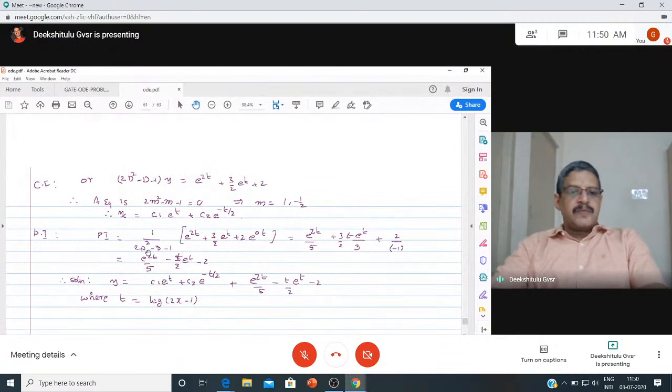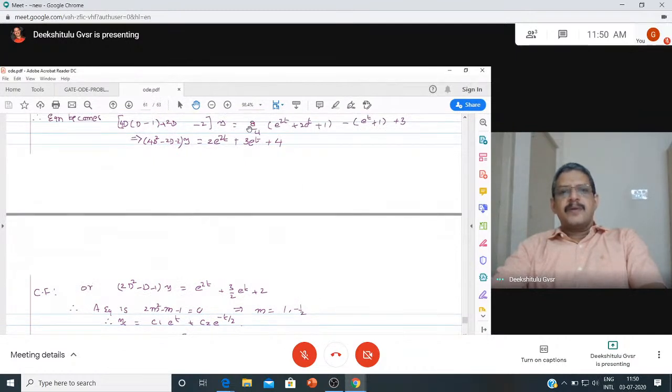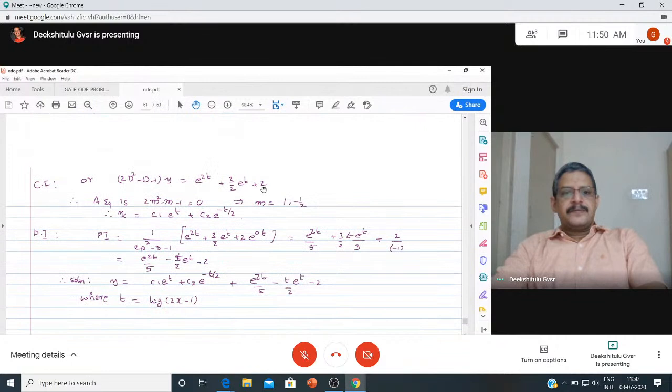Again, particular integral is 1 by 2d square minus d minus 1 operate on this function, 2 e power 2t plus 3 e power t plus 4. Okay, right. So, because exponential function, straight away we can substitute this here, d square is 4, 2 into 4, 8, minus 2, 6, minus 1, 5. Coming to this e power t, 3 by 2 into e power t, a is 1, we put 1 here, 2 into 1, minus 1, minus 1 becomes 0.